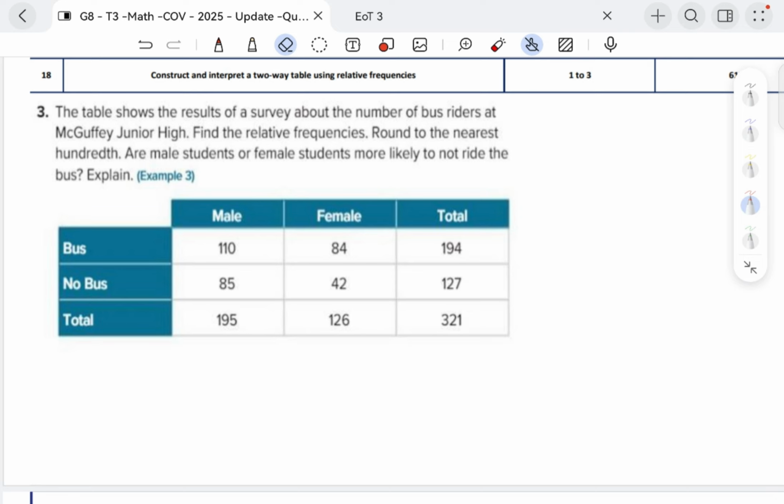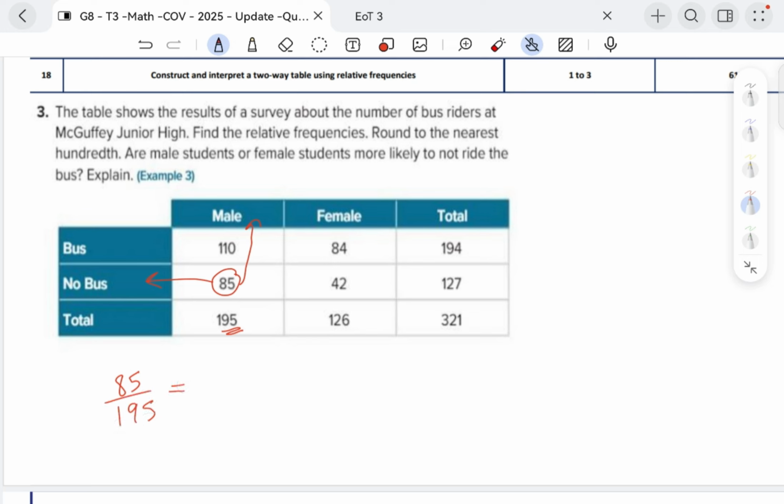For question number 3, it says, are male students or female students more likely to not ride the bus? Explain. Okay, the question asked me to find the ratio for the male students and for the female students who are not riding the bus. For the male students, we have 85 students do not ride the bus out of 195. So the ratio for the male students who are not riding the bus is 85 out of 195.